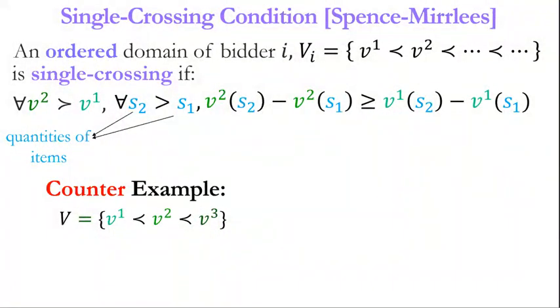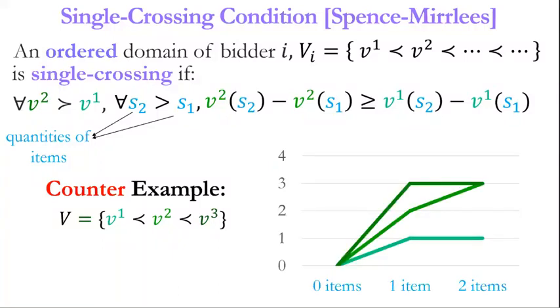Now let's see a counterexample. Note that this domain is not single crossing because the difference between 2 items and 1 item is 1 for v2, but it is 0 for v3.